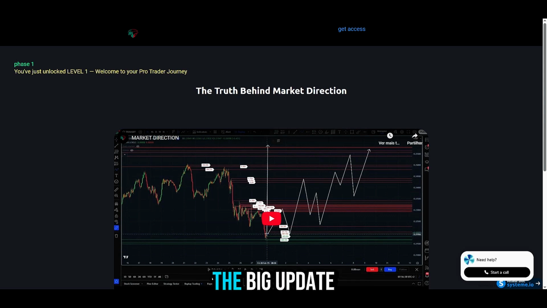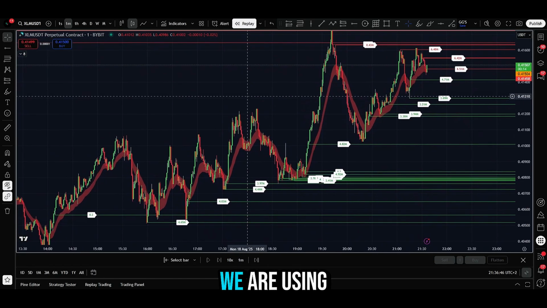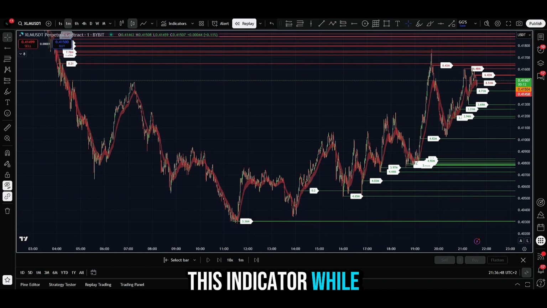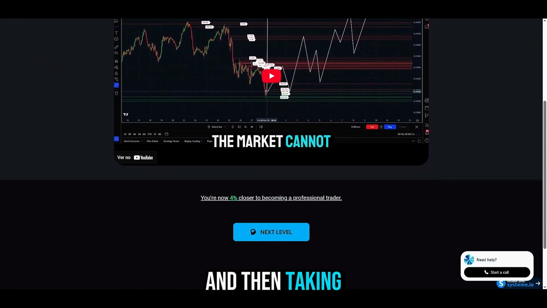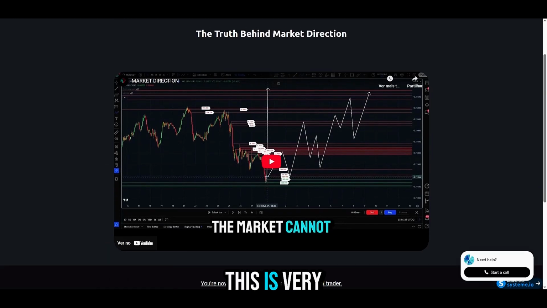Ladies and gentlemen, the big update is here. And guys, get ready for this because you will love it. As we all know, guys, we are using this indicator while learning the lessons in this page and then taking actions while learning. This is very important.